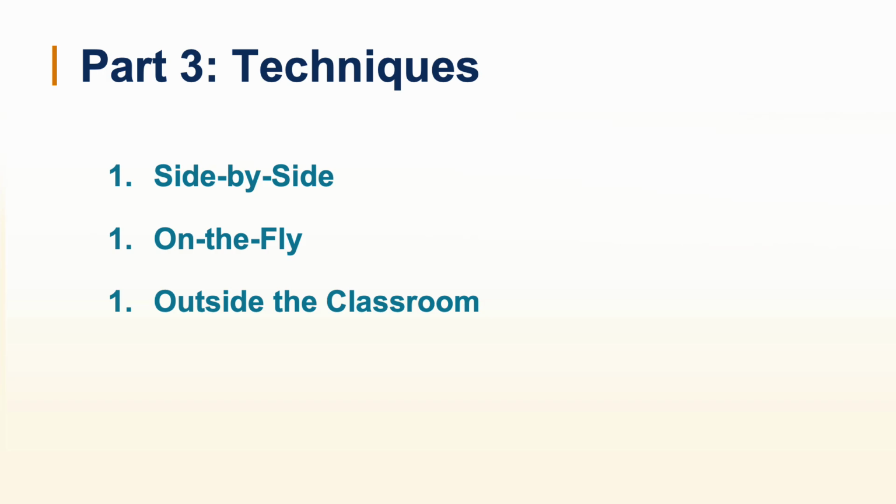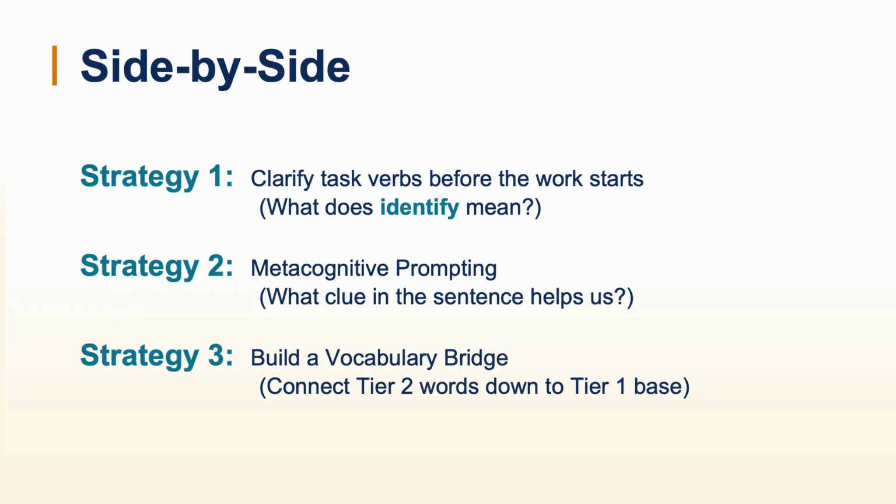Let's break these techniques down into 3 categories: side-by-side support, on-the-fly support, and support outside the classroom. How do we systematically deliver this support during classroom seat work? We use a reliable 3-step coaching blueprint. Strategy 1 is clarify task prompts.